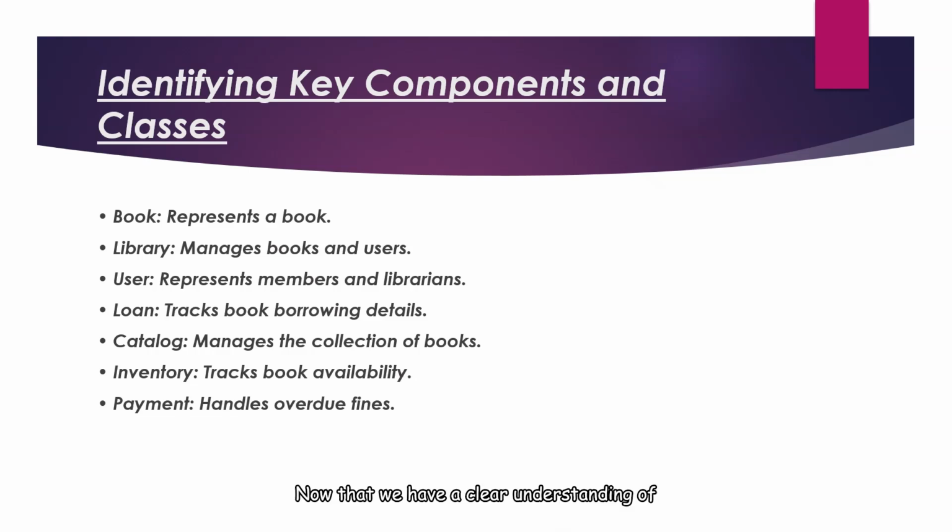Now that we have a clear understanding of the requirements, let's translate them into key components and classes. First, we have the book class, which represents individual books with attributes like title, author, and ISBN. The library class will serve as a central manager, coordinating users, inventory, and transactions. We also need a user class with types like student or staff, each with different borrowing privileges. The loan class will track the borrowing and returning events, capturing dates and statuses. A catalog class will handle book search and lookup operations, while an inventory class will keep track of the available copies. This decomposition ensures that each responsibility is well contained, setting us up for a flexible design.